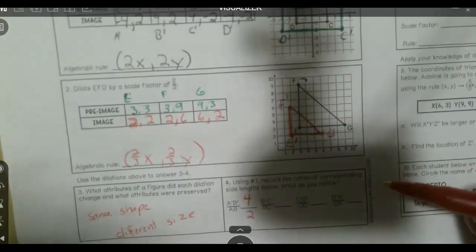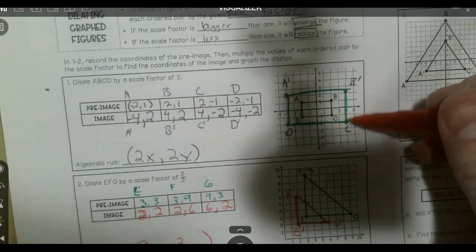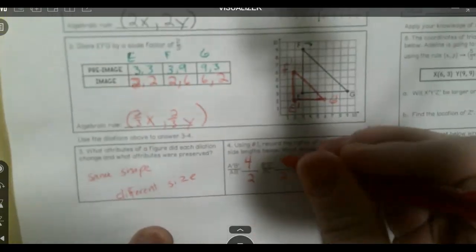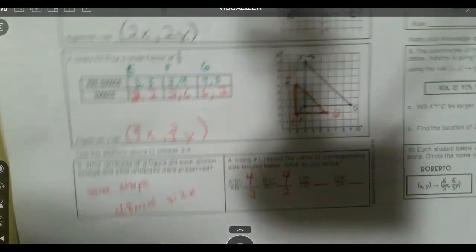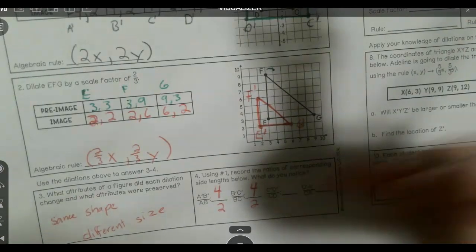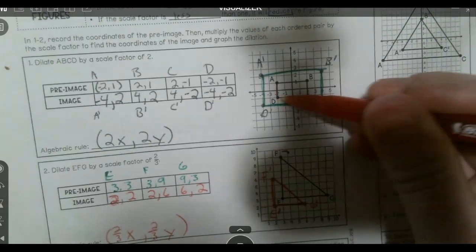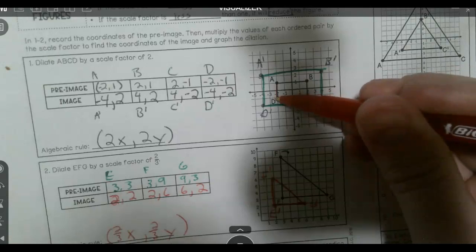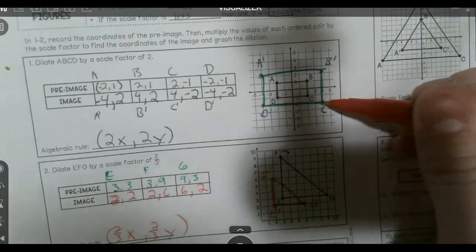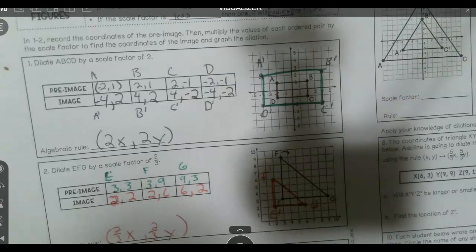Now we're going to do this for the other sides. Okay, so BC, the original, was 2 blocks, and BC prime was 4 blocks. Interesting. Now we're going to look at side CD. We're kind of exploring what's happening here. Side CD, from point C to point D, is 1, 2, 3, 4 blocks long. And C prime to D prime is 1, 2, 3, 4, 5, 6, 7, 8 blocks long.